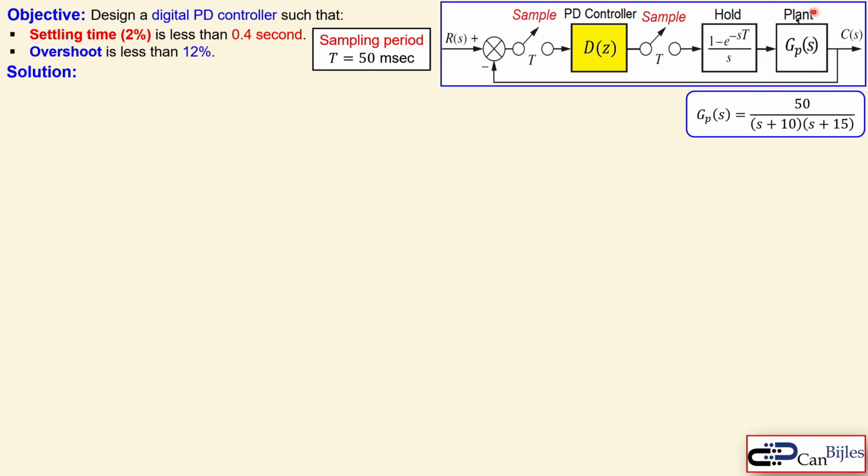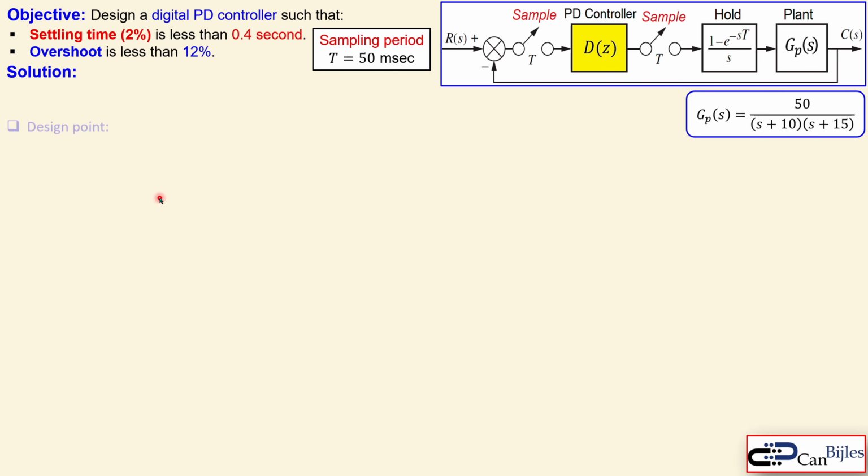So we have a plant. And again, as said in the previous two examples, we have a hold here to hold the sample. In order to hold also the sample at the input and also sample at the output, we also have a sampling here, and in between there is also the controller, the PD controller. The plant here, which is given by G sub P, is given by this expression, which is a second order system. So how can we now design this digital PD controller for these two specifications?